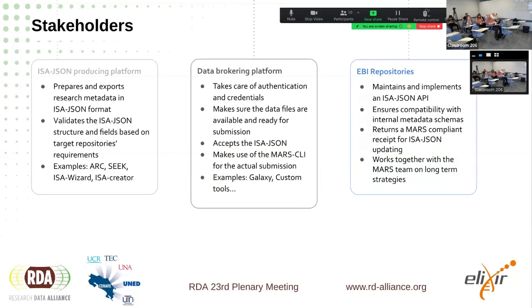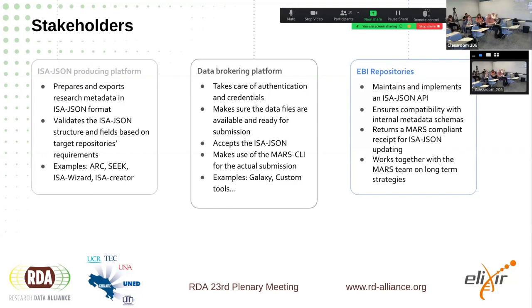So we have three stakeholders, of which the first one is the ISA-JSON producing platform. It's really at this stage, at the very beginning when you are describing the metadata, that we will enforce the use of the correct metadata standards, and that the necessary fields are being used. So we try to guarantee a successful submission by enforcing controlled vocabularies, ontologies, and all these kinds of things. The current ISA-JSON platforms that we have in mind are ARC, SEEK, the ISA Wizards, and ISA Creator.